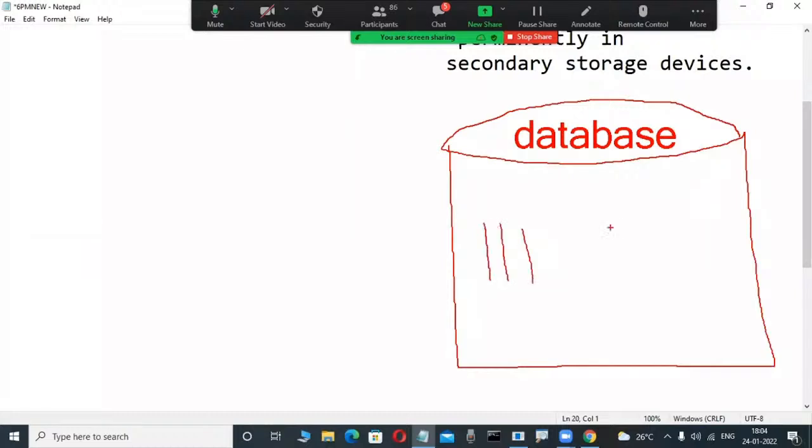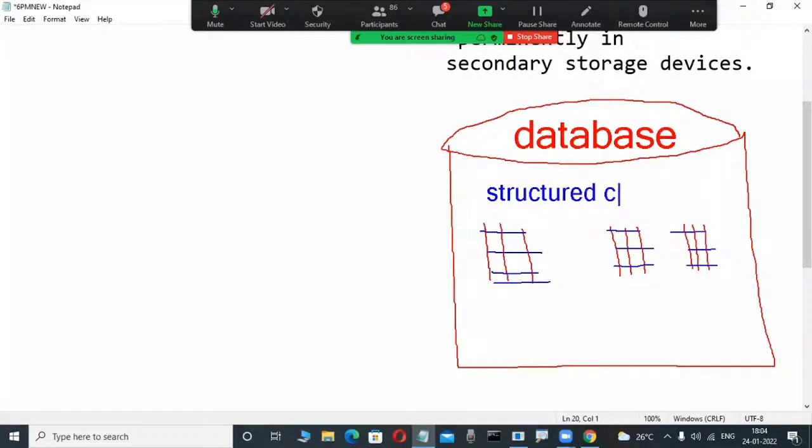Why? Because for these databases, relational data model is a concept. Today I will tell you. Based on that only, they implement these products. These are called relational databases. Structured collection of data, this is what I told in the previous class. Always these databases store structured collection of data. Organized fashion only data is stored.